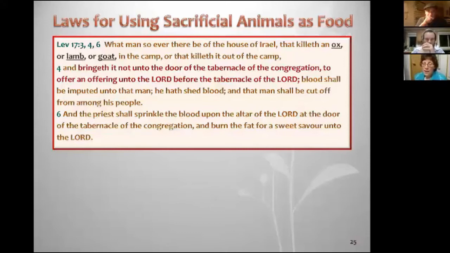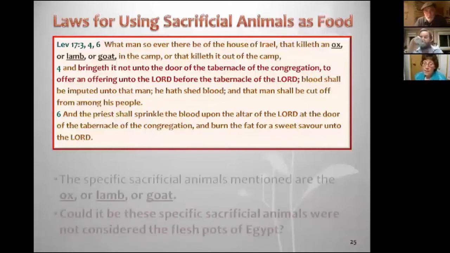So that is telling us that if they just go out and take a sacrificial animal and kill it, that's like committing murder. Basically, that's what it is. And blood is going to be imputed onto that man. That's how serious this is. And the priest then shall sprinkle the blood upon the altar of the Lord at the door of the tabernacle of the congregation, and he burns the fat for a sweet savor unto the Lord. And then the flesh is given to the family to take home and enjoy with their friends.